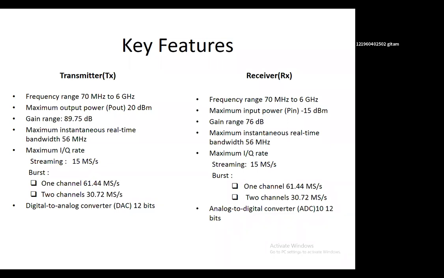Similarly, in the receiver section, the frequency range is almost the same, 70 megahertz to 6 gigahertz. Maximum input power is minus 15 decibel, and gain range is 76 decibel. Maximum instantaneous real-time bandwidth is also the same, 56 megahertz. Streaming data maximum IQ rate is 15 megasamples per second. Similarly, in the receiver we also have an analog to digital converter with 12 bits resolution.